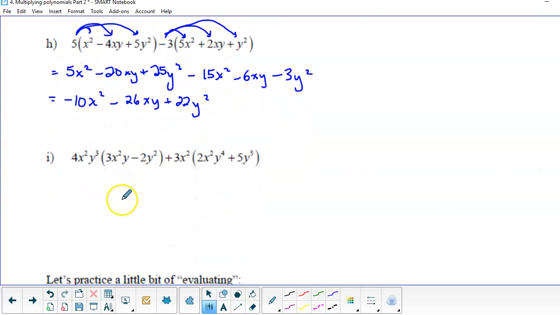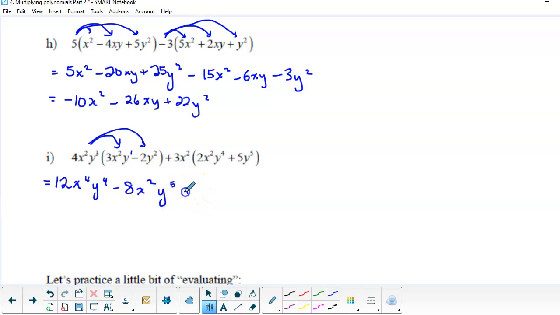Okay, a little bit more complicated variables here. So 4 times 3 is 12. And then x squared times x squared is x to the 4th. Y cubed times y to the 1 is y to the 4th. Okay, so that together, and then this. So it's going to be minus 8x squared y to the 5th.